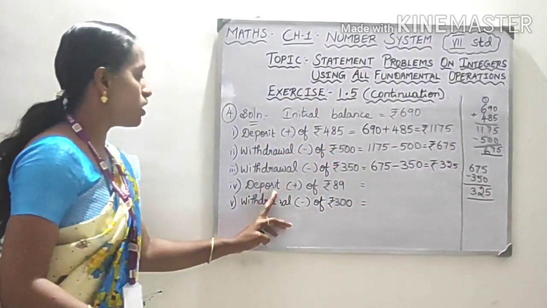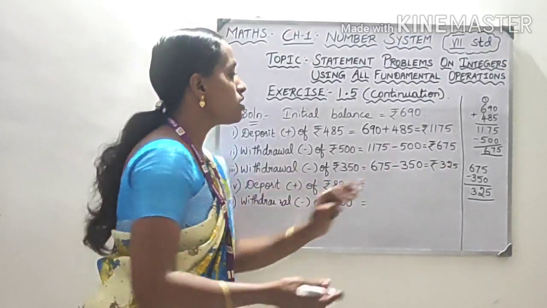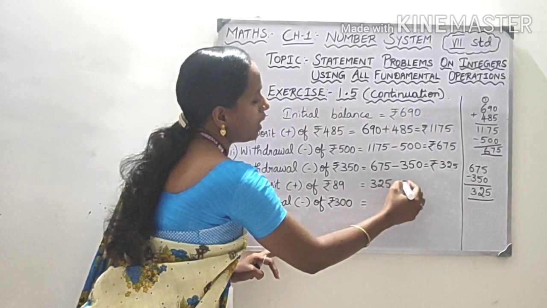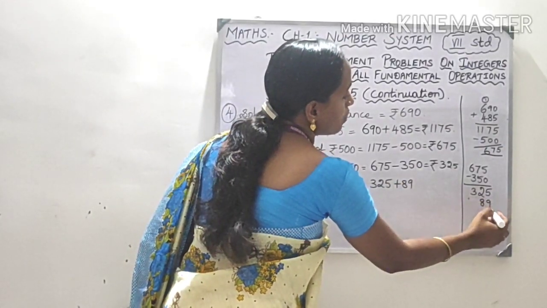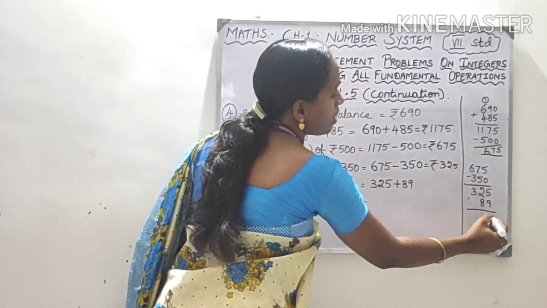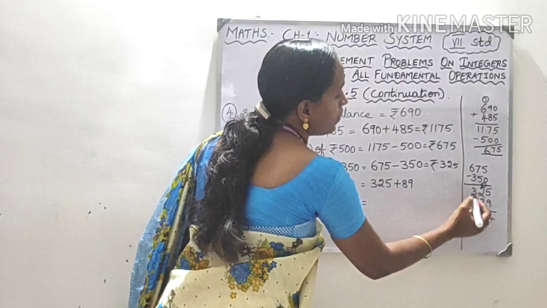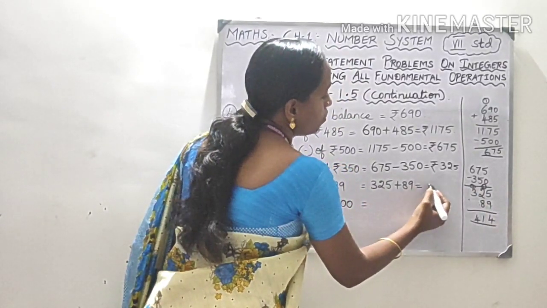Next, you can see the question. It is nothing but we are going to add up. So from this 325, we are going to add the amount 89. If you add up this 89 with 325, 5 plus 9 is 14, carry over 1. So 10, 10 plus 1 is 11, carry over 1, 3 plus 1 is 4. So we'll get the value rupees 414.